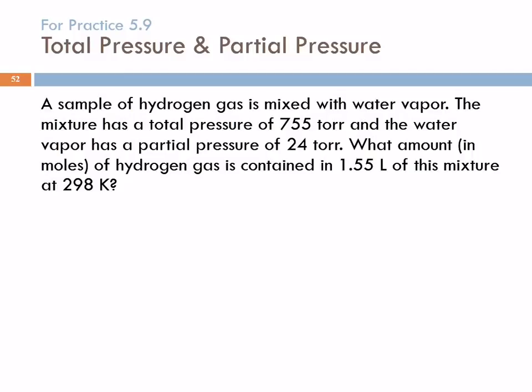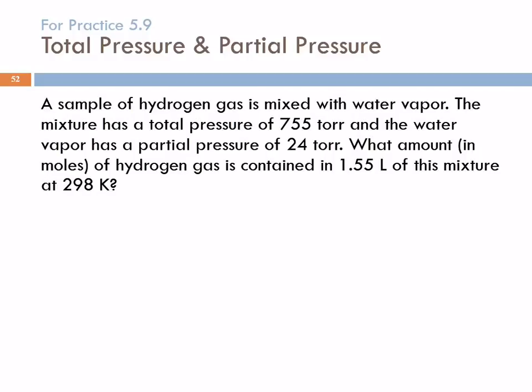Here's another one. A sample of hydrogen gas is mixed with water vapor. So again, gas mixture. Here we've got two gases, water in the gas state and hydrogen. The mixture has a total pressure of 755 torr, and the water vapor has a partial pressure of 24 torr. What amount in moles of hydrogen gas is contained in 1.55 liters of this mixture at 298 Kelvin?